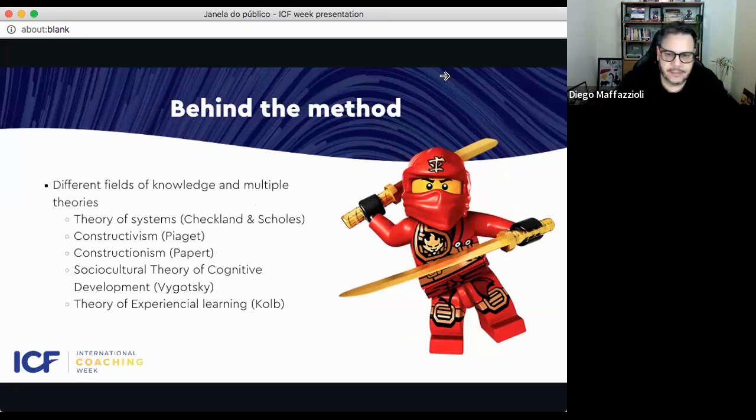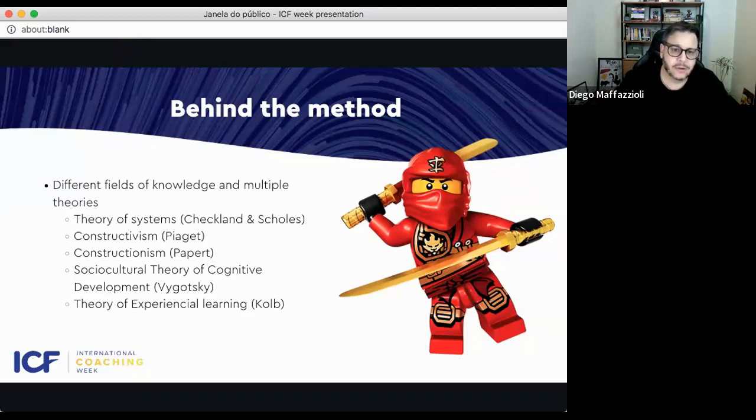The first one here is systems theory, because it's all about systems, okay? It's all about systems. We have systems in our society, we have systems inside a company, okay? And the second here is the constructivism of Piaget. And Piaget tells us that knowledge is created by interactions with the world, okay?